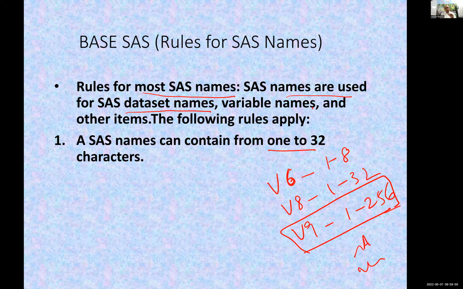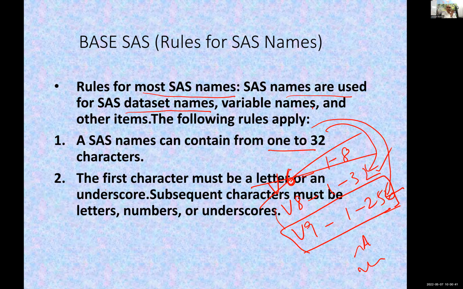That is the reason. Sometimes tomorrow when you are going to work, you have a lot of sample code that is probably in version 8, and you need to convert that into version 9. I think nobody is using version 6 for sure, but I don't know, some people have it. So you should be familiar with these things also. SAS names contain 1 to 32 characters in version 8, 1 to 256 characters in version 9, and 1 to 8 characters a long time ago, probably like 95, 96, 98.